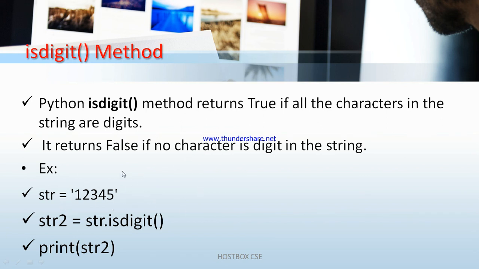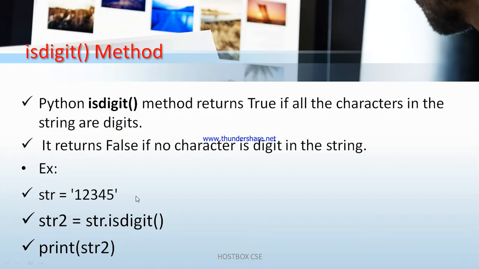So here, how can I use it? I can use str2 is equal to str dot isdigit function. Then I can go print of str2. So it will say true or false. Here 1 2 3 4 are digits, as all of you know, so it will print true. If you put hi, it will say false only. Let's go for execution here.